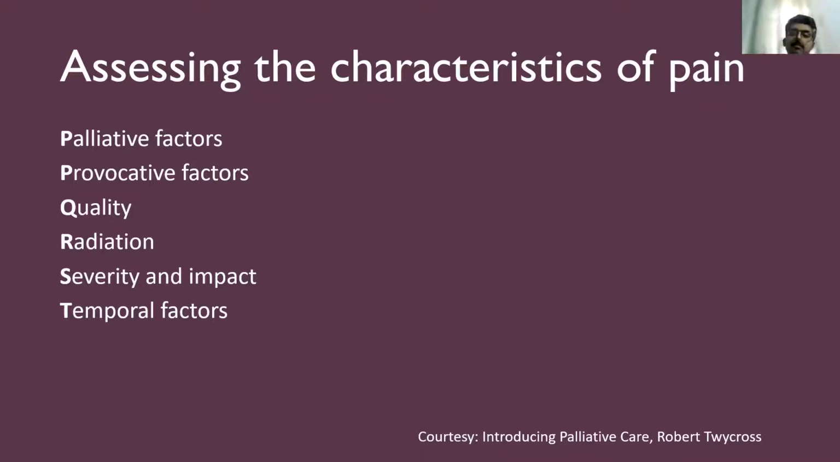The radiation, whether it is in a particular region or it is going somewhere else, is especially common with neuropathic pain. The severity and impact are very important because we prescribe analgesics or drugs for pain according to the severity. Another one is temporal factors, which is basically the relation of pain to time. So when is the pain increasing? Is there a sudden increase of pain in between? Or is it constant? Or does it come and go? All those things will comprise the temporal factors. All these are essential information for us to assess pain.